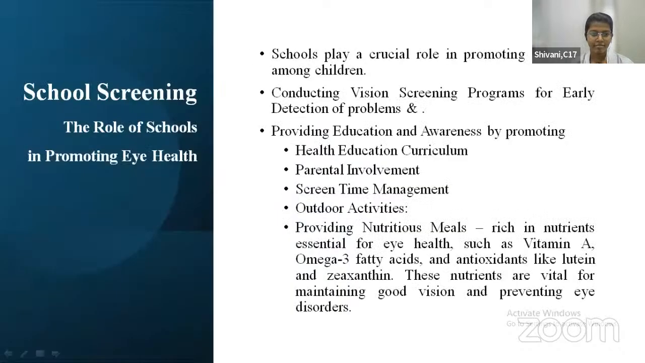What can be done? School screening, the role of schools in promoting eye health. Schools play a crucial role in promoting eye health among children, conducting vision screening programs for early detection of problems, and providing education and awareness by promoting a health education curriculum, parental involvement, screen time management, outdoor activities, and nutritious meals rich in nutrients essential for eye health, such as vitamin A, omega-3 fatty acids, and antioxidants like lutein and zeaxanthin. These nutrients are vital for maintaining good vision and preventing eye disorders.